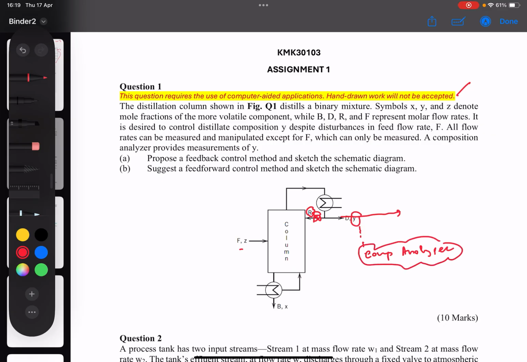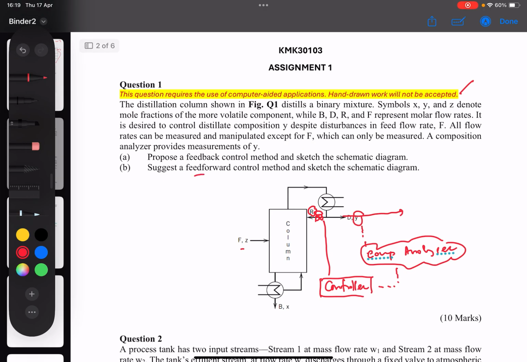And then the composition analyzer is going to send an electrical signal to the controller, or composition controller, and then the controller here will decide either to open or to close the valve just before entering into the reflux. And then for the second part, it is going to be feed forward. Feed forward, usually we just measure here, just like before.